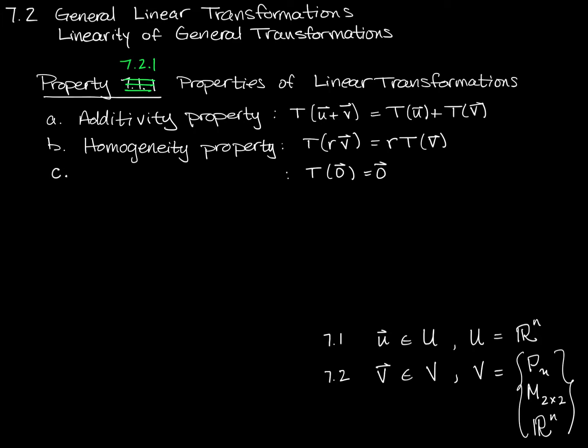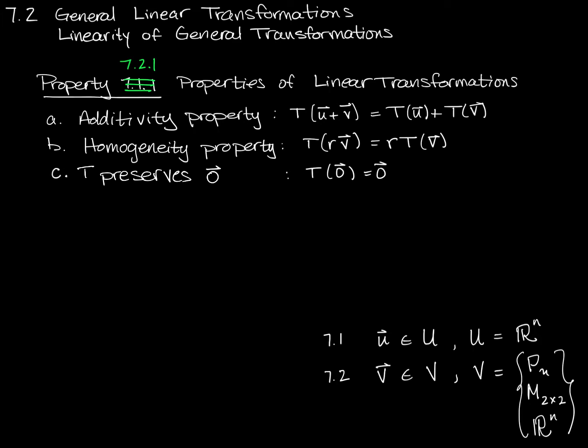Let's see if I can figure out a name for that one. One of the names that I found, it's not really a name, it's more of a description: the transformation T preserves the zero vector. So if the zero vector is your input, then the zero vector will be your output, even if the domain and the codomain are different spaces.